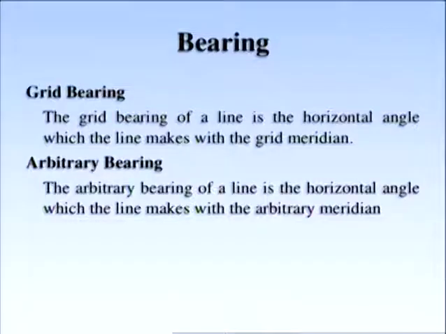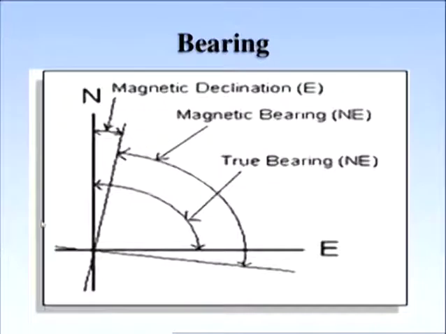Now see this figure. This is the true north line, which indicates the true north. This line indicates the magnetic north, and this downward line is our original line of survey. If we take the angle with respect to the magnetic north and magnetic south line, this angle is called a magnetic bearing. And if we measure the angle with reference to the true north, then it is called a true bearing.